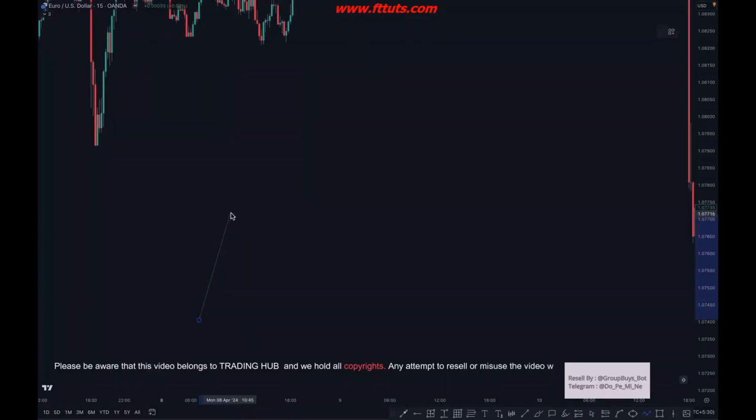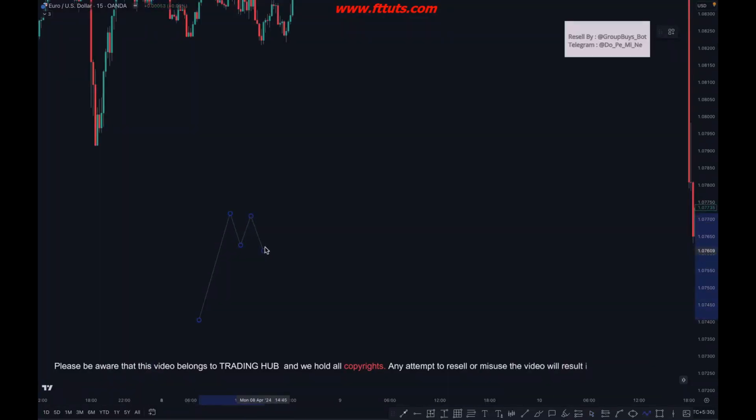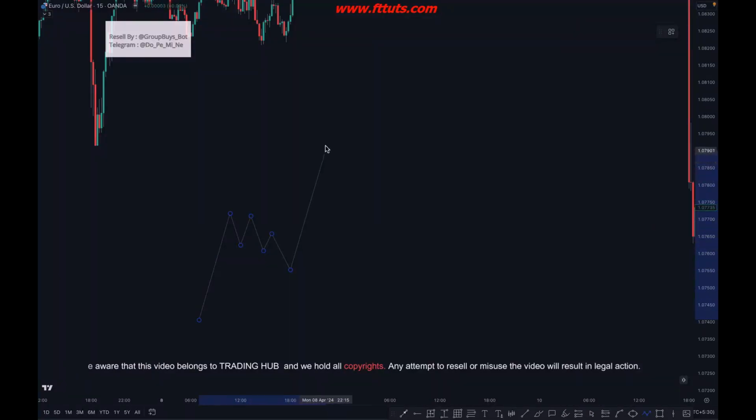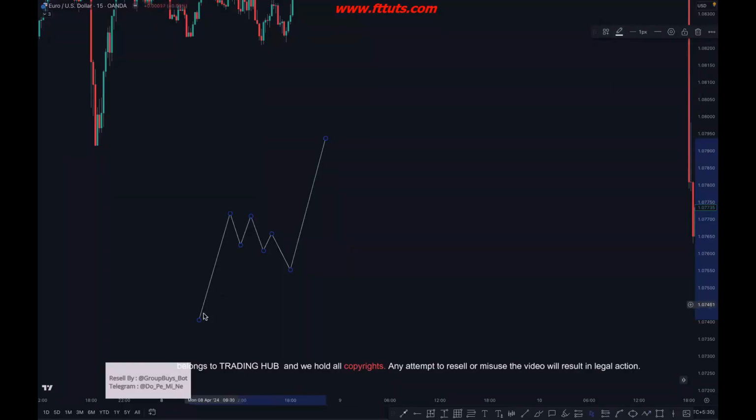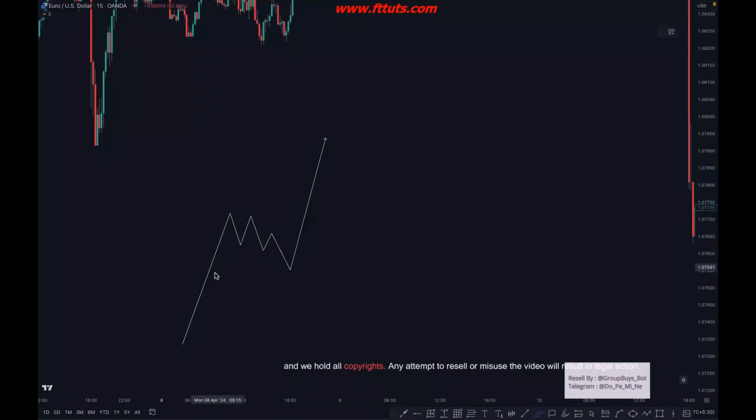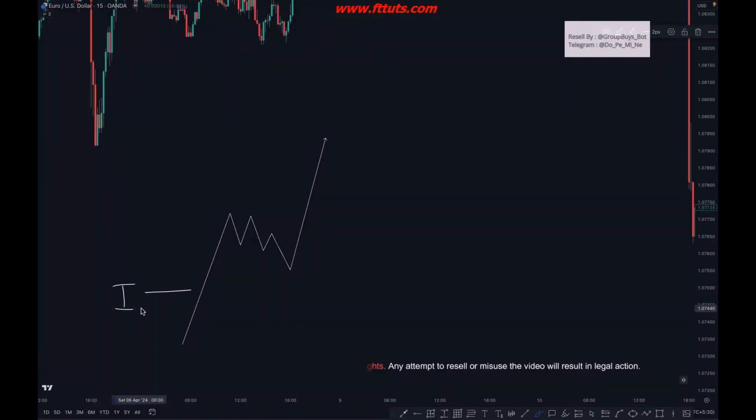For example, if market momentum is bullish, and then the market creates a small pullback, what are we looking for here? We are looking for continuation to the upside, because market momentum is bullish. So if market momentum is bullish, this is our impulsive move here, right? If the market creates an impulsive move, then what are we looking for?